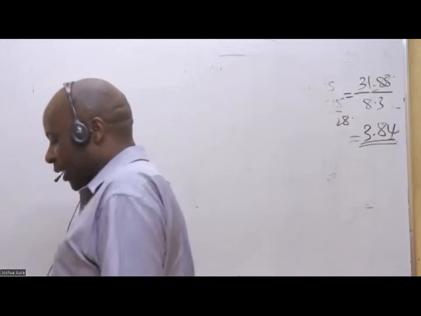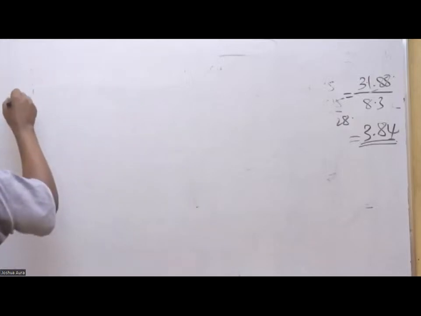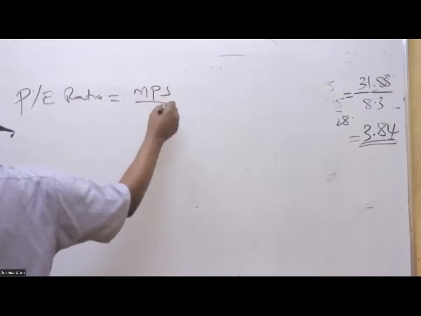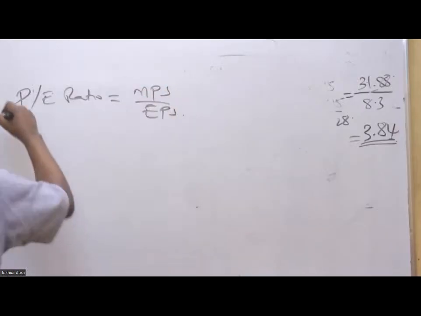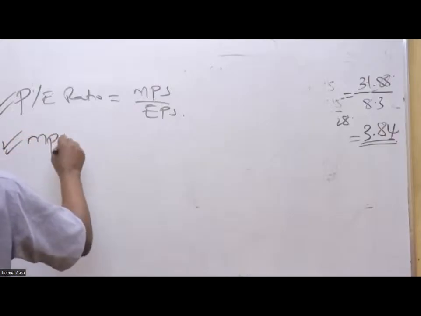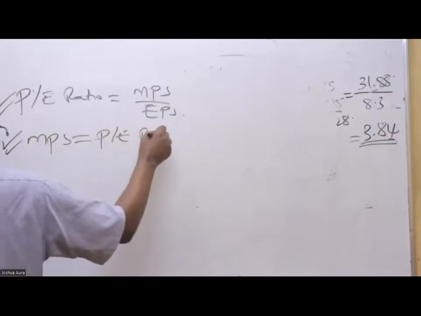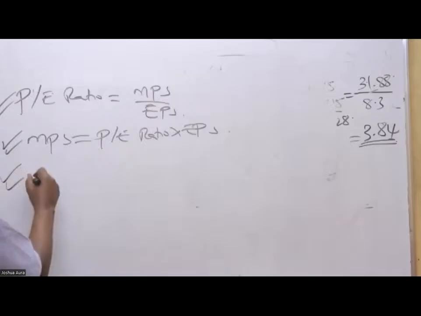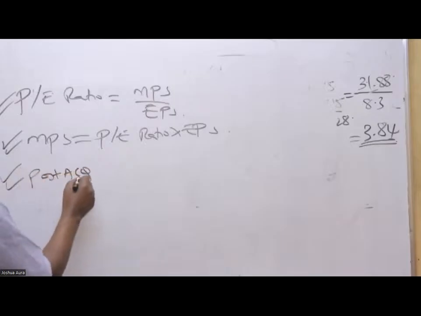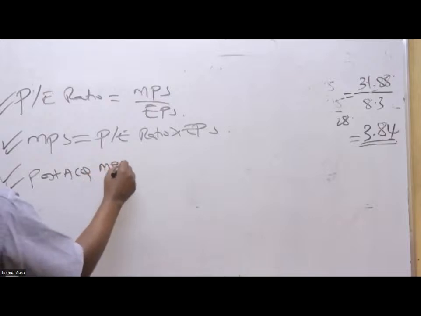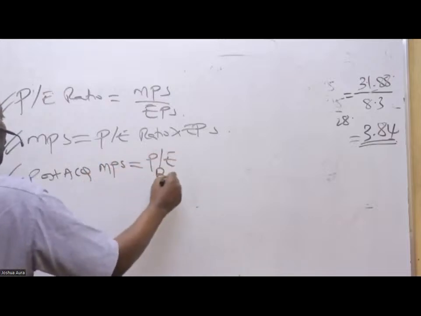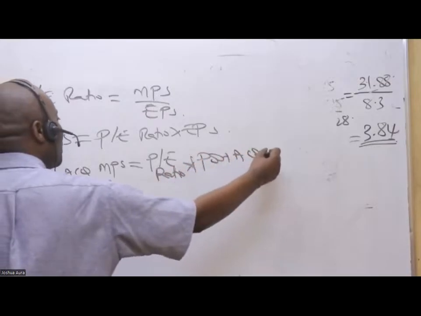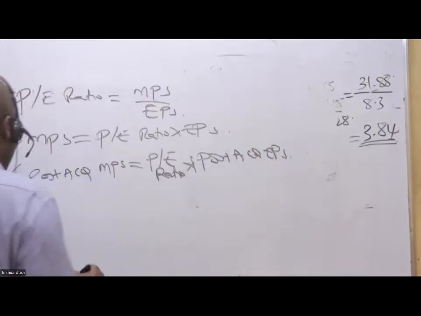It's very easy because of this. Remember, for you to be able to get the PE ratio, how do we get the PE ratio? It is MPS over EPS. So when they tell me to make MPS the subject of the formula, MPS will be PE ratio times EPS. So when they want me to give them post-acquisition MPS, I will leave the PE ratio the way it is, and then multiply it with the post-acquisition EPS. Very important.